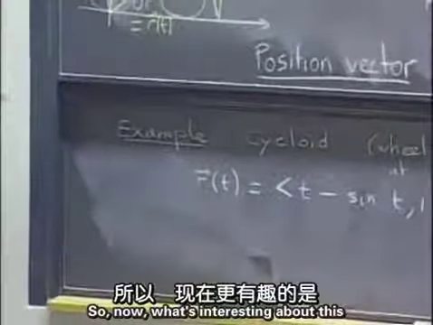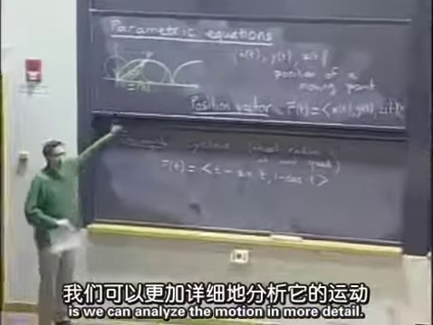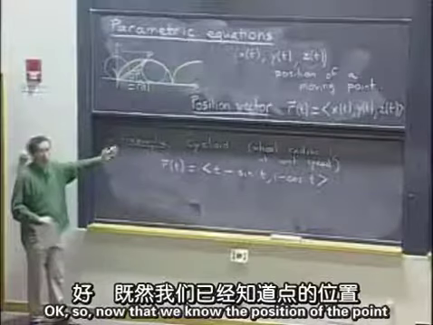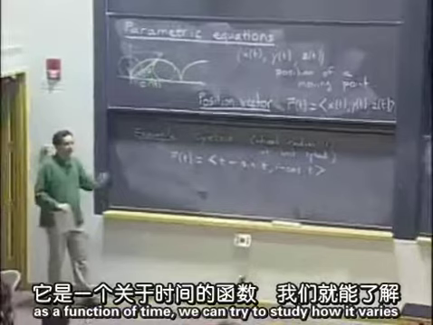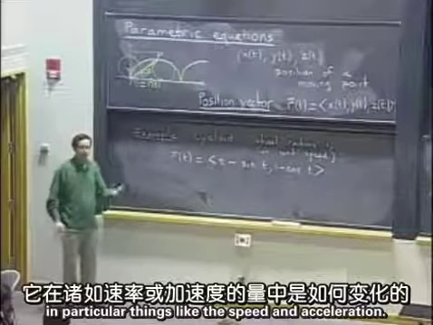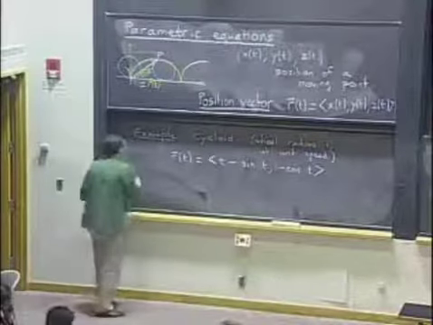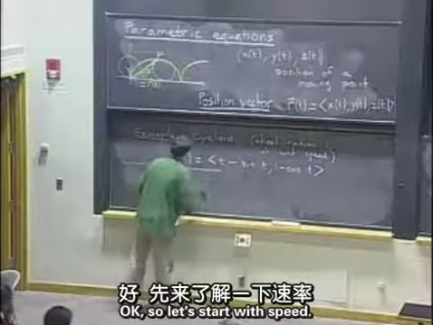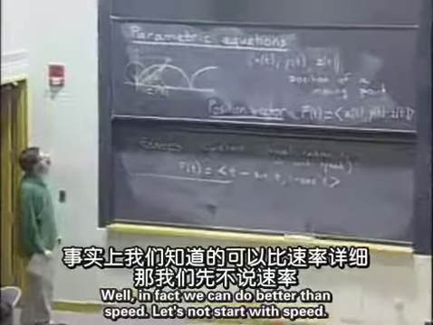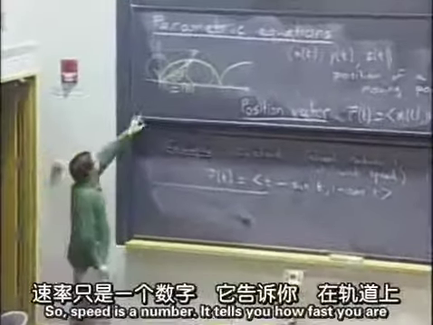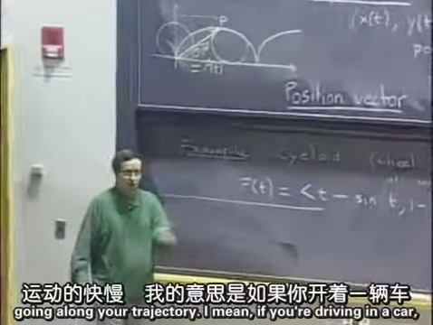Okay. So now what's interesting about this is we can analyze the motion in more detail. Now that we know the position of a point as a function of time, we can try to study how it varies, and in particular things like the speed and the acceleration. So let's start with speed. Well, in fact we can do better than speed. Let's not start with speed. Speed is a number. It tells you how fast you're going along your trajectory.